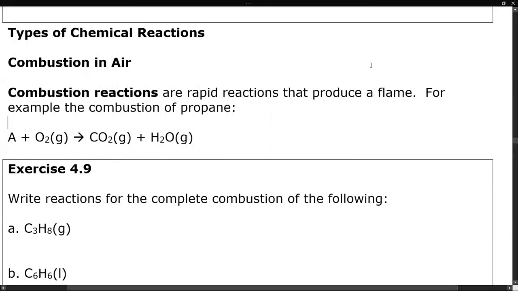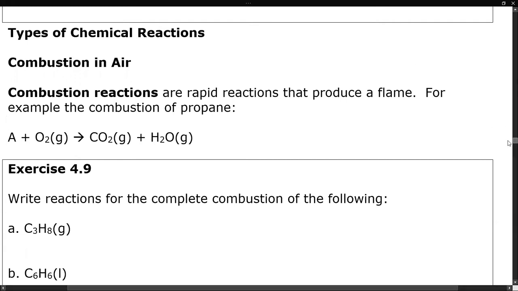Okay, let's talk about types of chemical reactions. The first we'll talk about is one we've been kind of talking about already, combustion in air. They're going to produce a flame. So in terms of hydrocarbons, or something that's carbon, hydrogen, and oxygen, whatever that is is going to burn in the presence of oxygen to produce carbon dioxide and water, assuming it's a complete combustion.